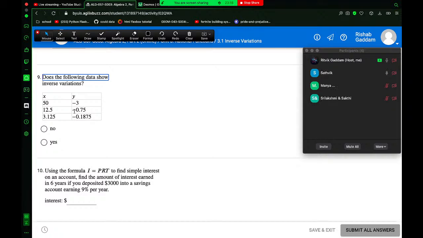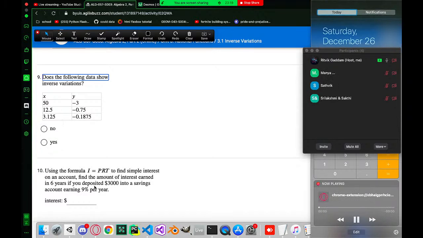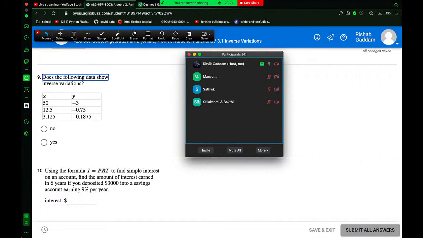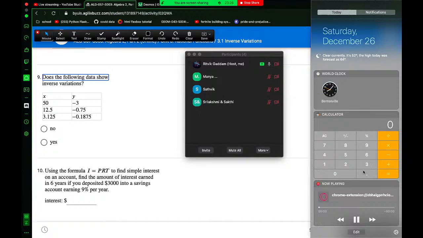Oh, okay. So we can do negative 3 divided by 50. That's 0.06, so that's going to be negative 0.06. And now let's do 0.75 divided by 12.5, and you still get 0.06. So that actually means that it is a direct variation. So you're right, Satvik.